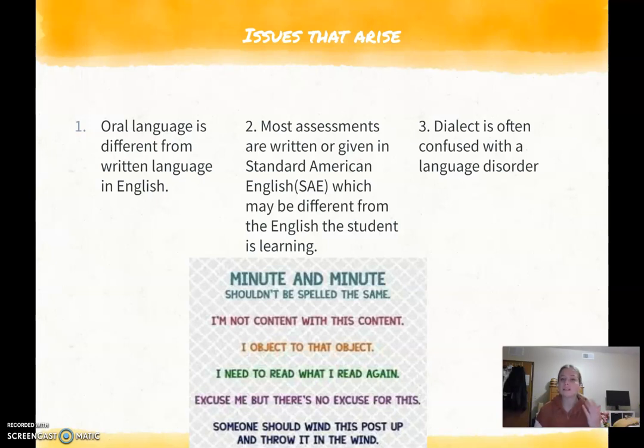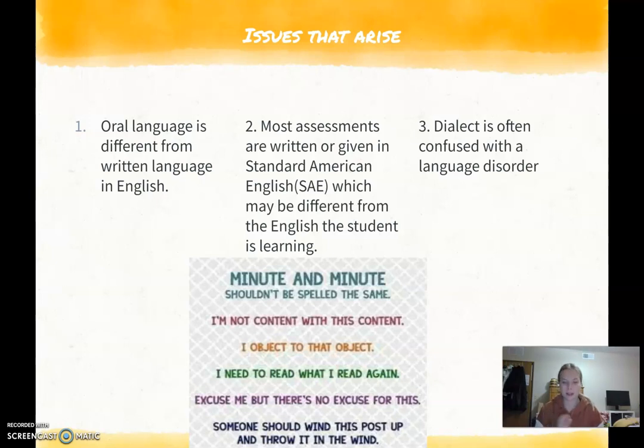Number two, most assessments, like I said before, are written in Standard American English, which may be different from the English the student is learning. Just like sometimes if you're learning Spanish as a second language, it's not always the same as the native Spanish. There's a standard, and then there's a cultural version of the language, and a lot of that's different. Number three is that dialect is often confused with a language disorder, just because they might have a heavy accent, or might be confused about some words, or don't get all the slang, catchphrases, or idioms.